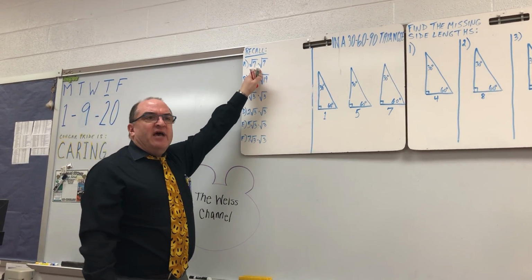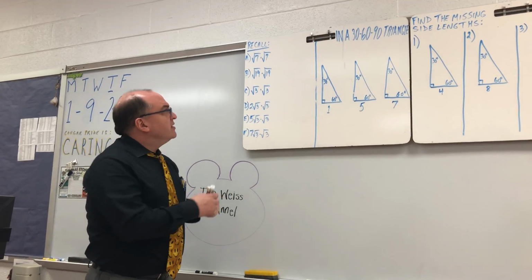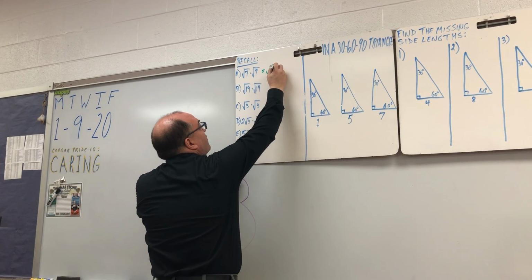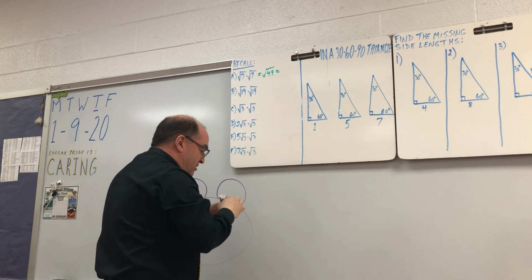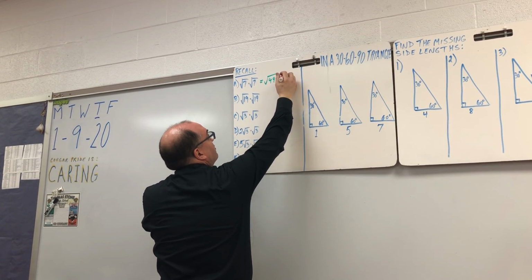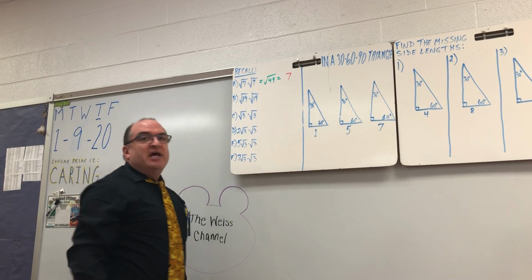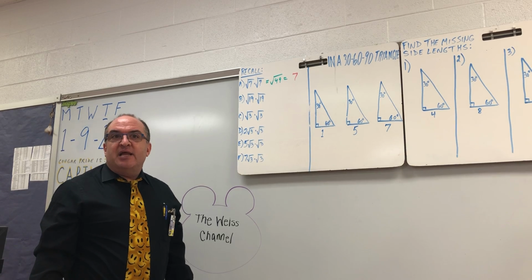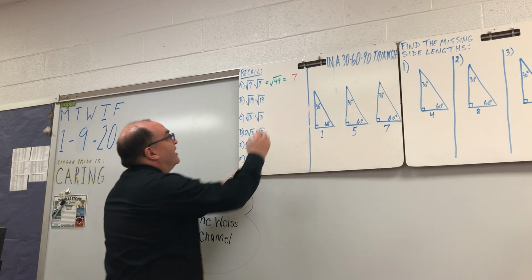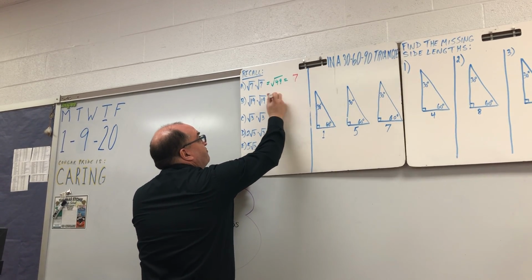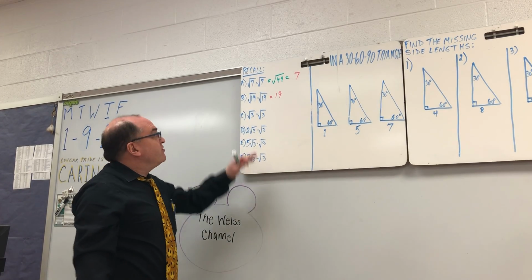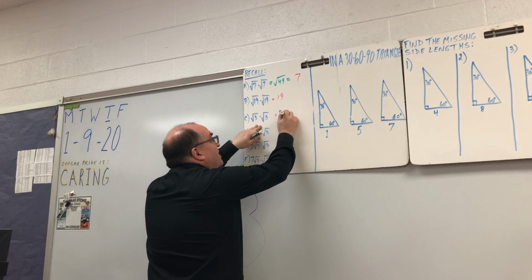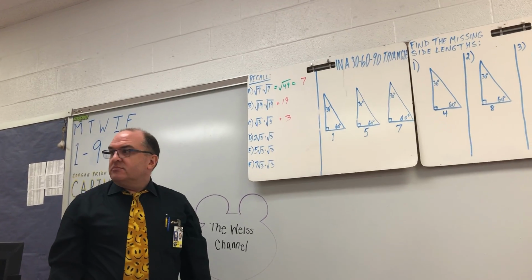What's square root of 7 times square root of 7? That's square root of 49, right? What's the square root of 49? 7, right? So would you agree that square root of 7 times square root of 7 is 7? Would you agree that square root of 19 times square root of 19 is 19? Would you agree that square root of 3 times square root of 3 is 3, right?